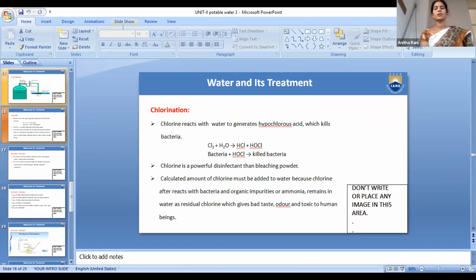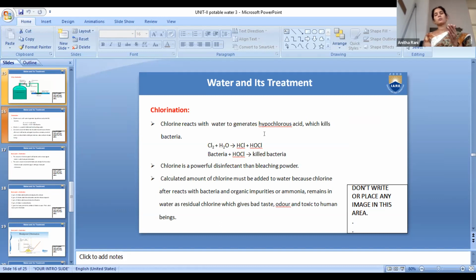So students, I told you that if we add an excess amount of chlorine, we get a bad taste and bad odor, and it is toxic to human beings. Okay. What do we mean by excess amount of chlorine? For example, you are taking 4 grams of chlorine. Okay, 4 grams of chlorine you are taking in 1 liter of water.